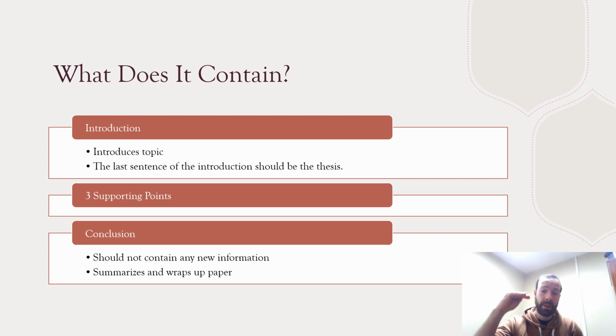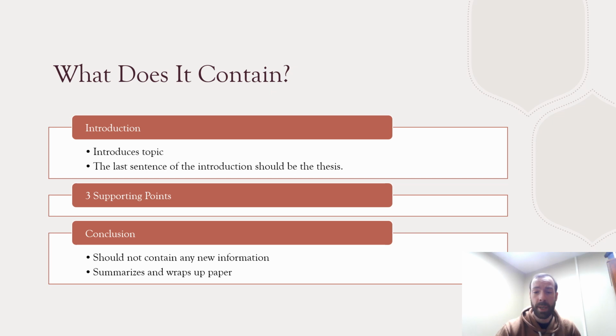Then the next three points are going to be supporting points that help to prove or defend your thesis. You can do more than three supporting points. Three is the classic structure. You should have at least three. One or two supporting points is frankly just not enough. And each supporting point should come in its own paragraph.